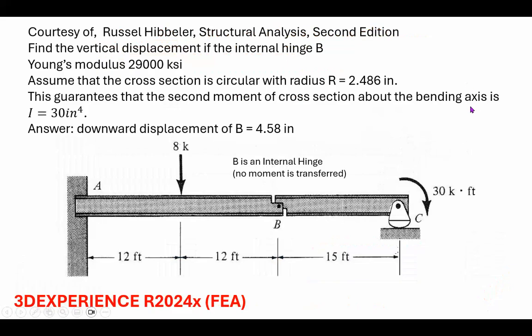Now, it's a problem from Hibbeler's Structural Analysis book, and the way I assess whether I've done things correctly or not, I look at the theoretical displacement at the hinge, which should be approximately 4.58 inches downward, and the verification of that is in the last 3 slides of the presentation.